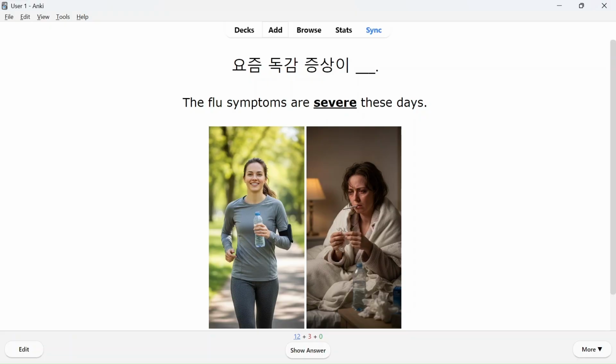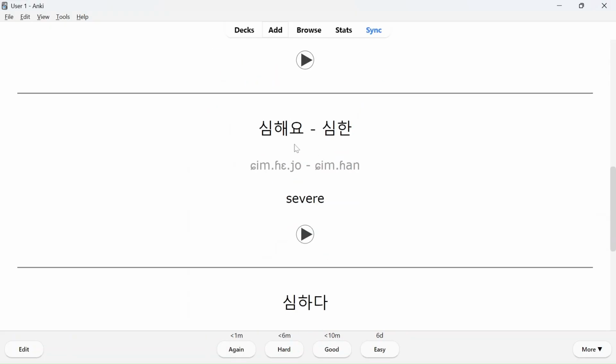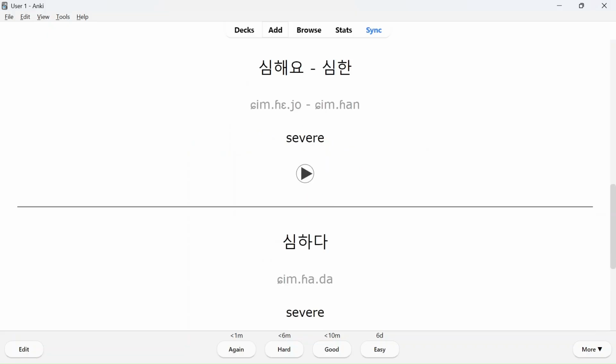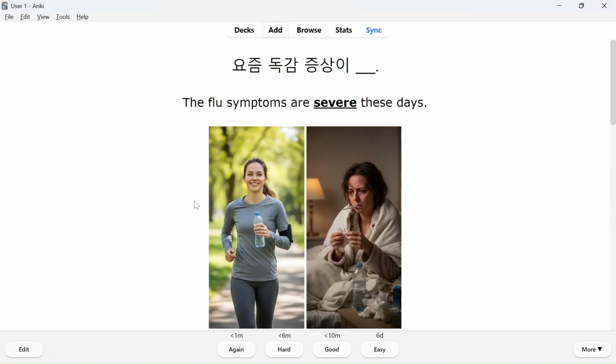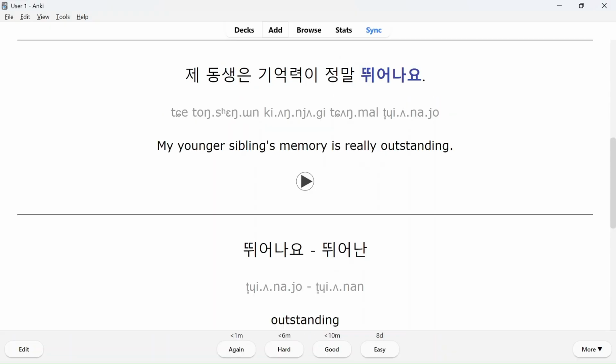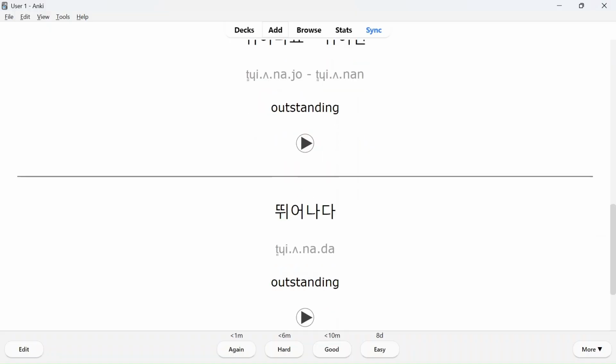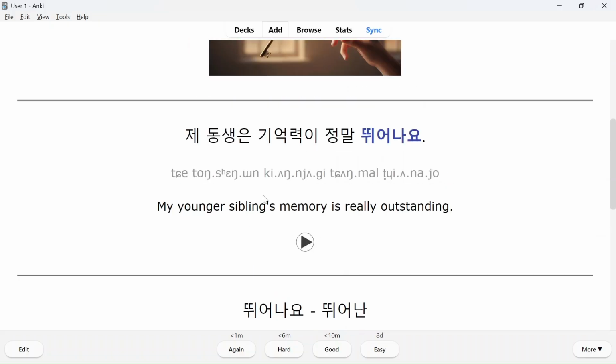The flu symptoms are severe these days. How do you say severe? 요즘 독감 증상이 심해요. 심해요. 심한, 심하다. Great. Let's do another one. My younger sibling's memory is really outstanding. How do you say outstanding? 제 동생은 기억력이 정말 뛰어나요. 뛰어나요. 뛰어난, 뛰어나다. Wonderful.